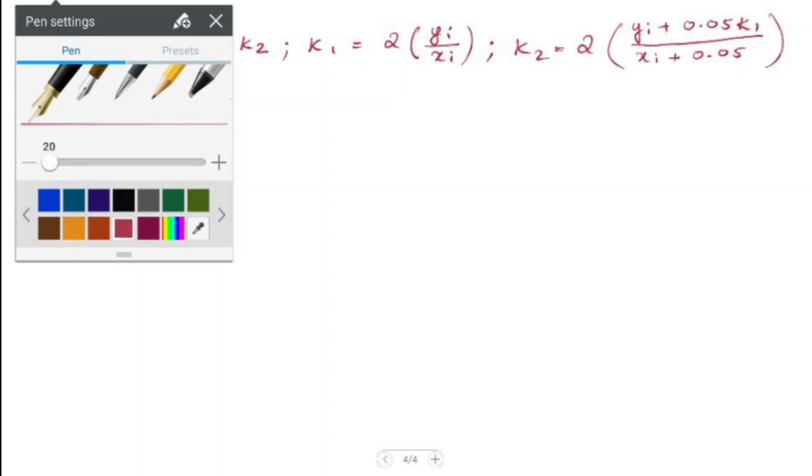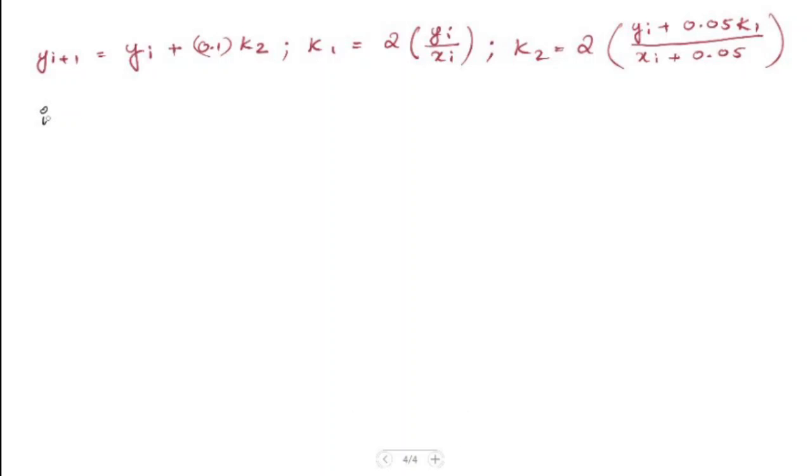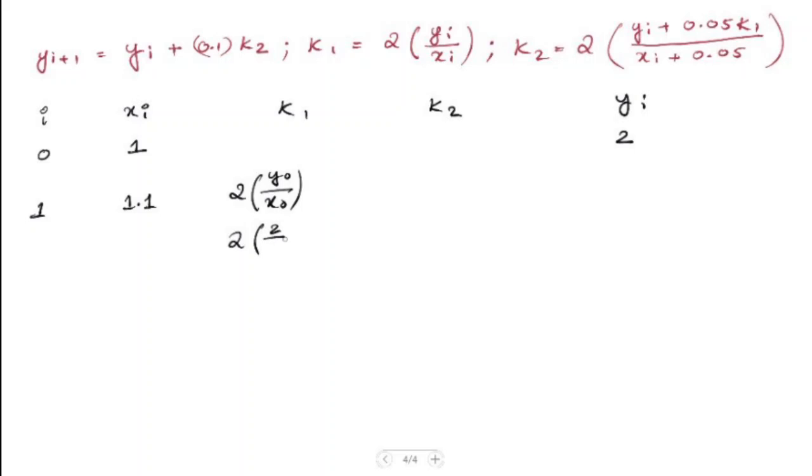Now, we start working with the columns i values, then xi, k1, k2, and yi. When i is equal to 0, it's given to us that x0 is 1 and y0 is 2. Now, for i is equal to 1, x1 is xi plus h, so 1 plus 0.1, which will be 1.1 here. For k1, the formula is 2 times yi, which is y0, divided by x0. So we have 2 times y0, which is 2, divided by x0, which is 1. That gives us the value 4.